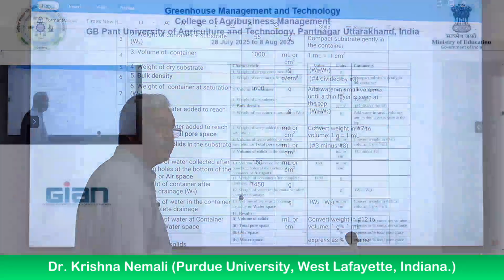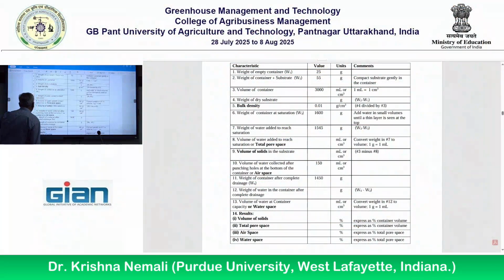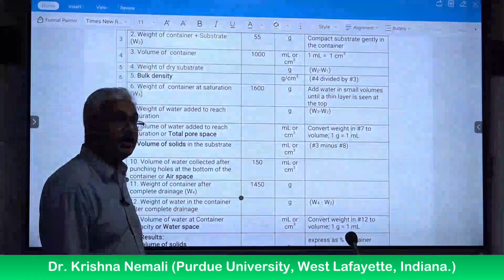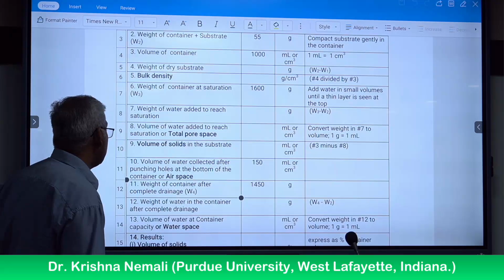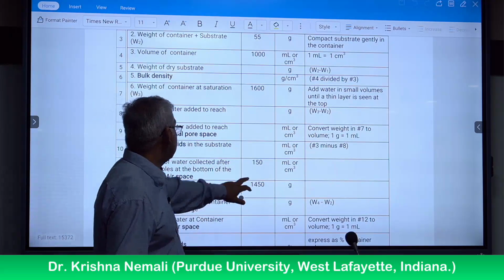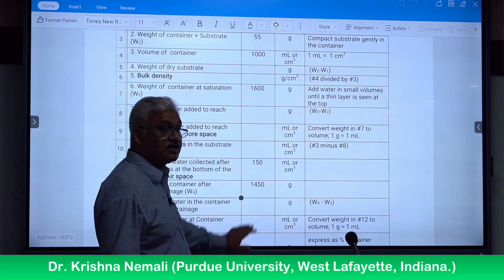What was that number? 1395. So 1395 is the water that is held after drainage. After drainage. So that's at container capacity. So 1395 is container capacity, and that's water space, and 150 is air space.